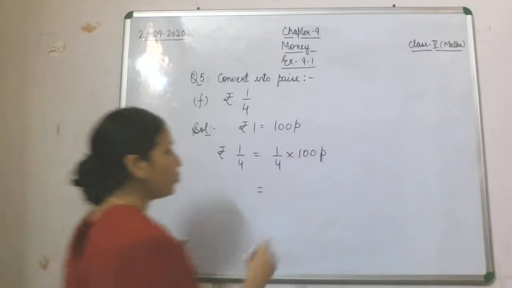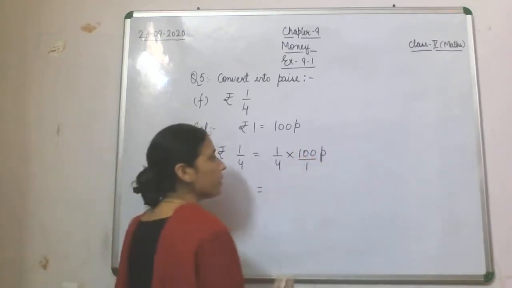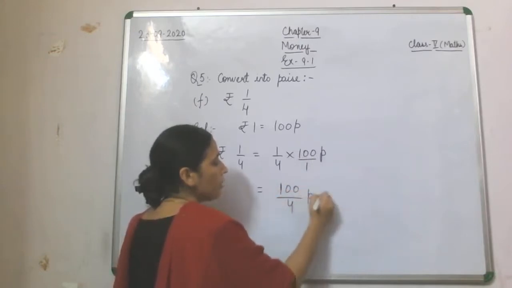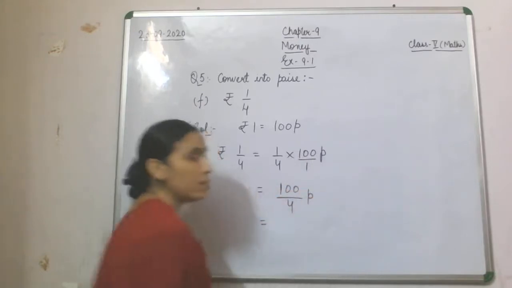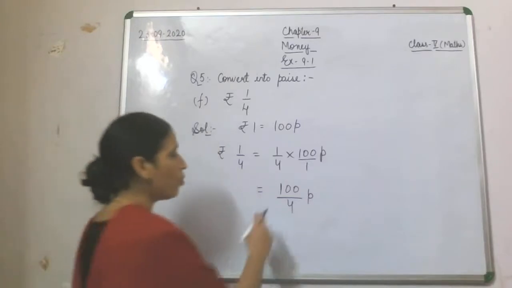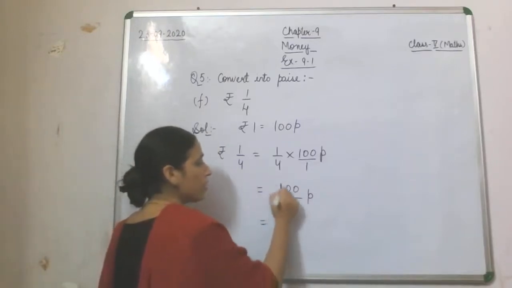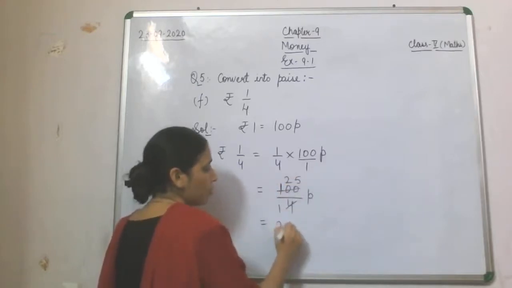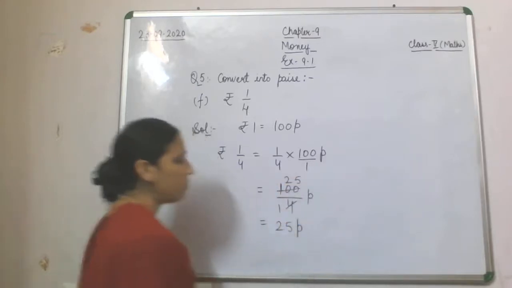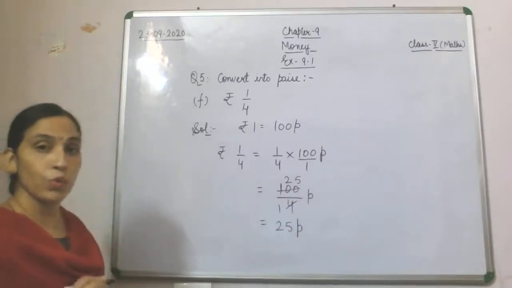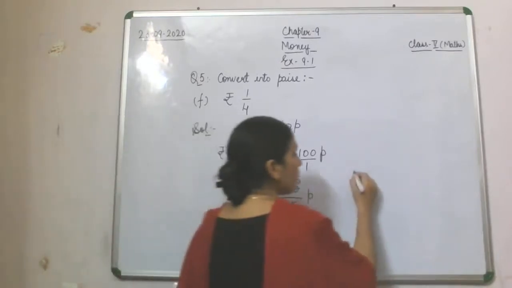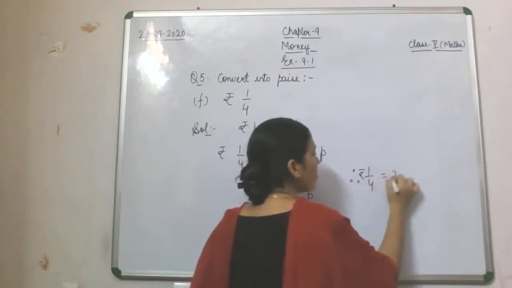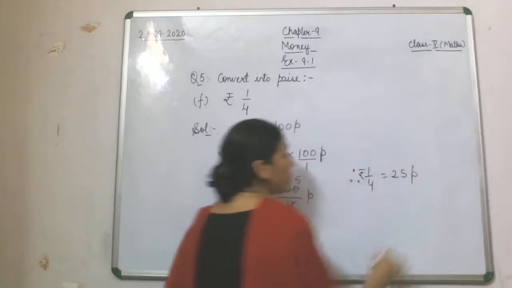So we do not have anything in the denominator, we'll write 1, that will become 100/4 paise. Do the division. 4 2s are 8, 4 5s are 20. So here the answer will be 25 paisa. So you will write therefore 1/4 rupee is equal to 25 paisa.